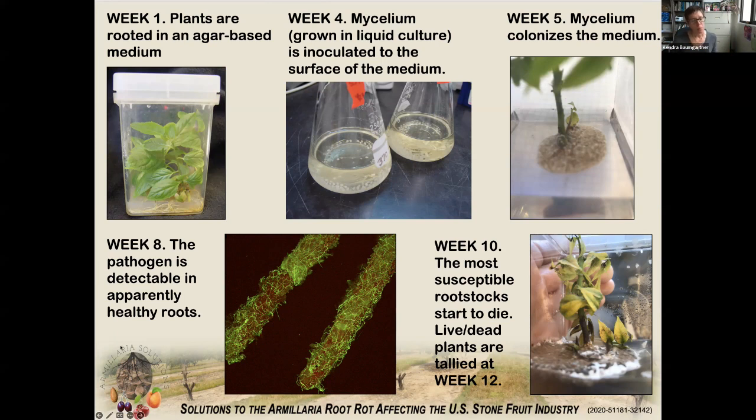By week 8, we can pull roots from that medium, stain them, look at them under the microscope, and see the fungus colonizing them. And then by week 10, some of the most susceptible rootstocks start to die. At week 12, we count up who's dead, who's alive, and our mortality rate is our measure of resistance. And colleagues of mine have used this assay also to look at resistance in pear. I've used this assay for grapevines, almond rootstocks, walnut rootstocks, and then colleagues of mine have worked with this on pear as well, and some other horticultural crops too.